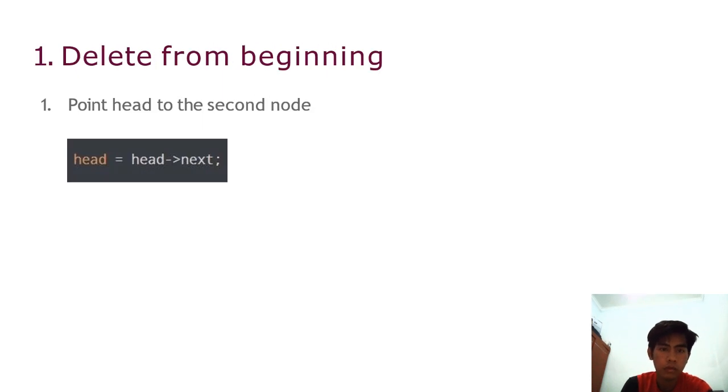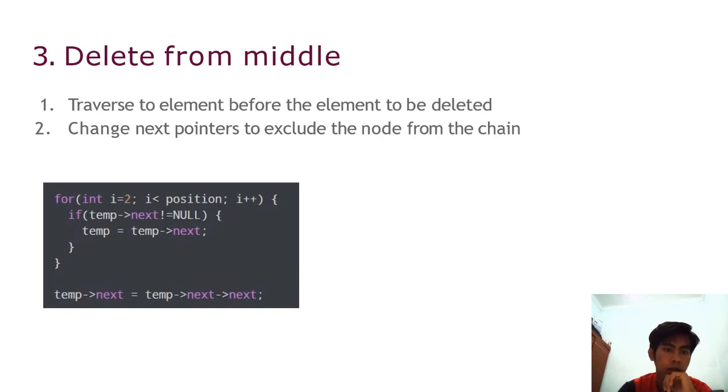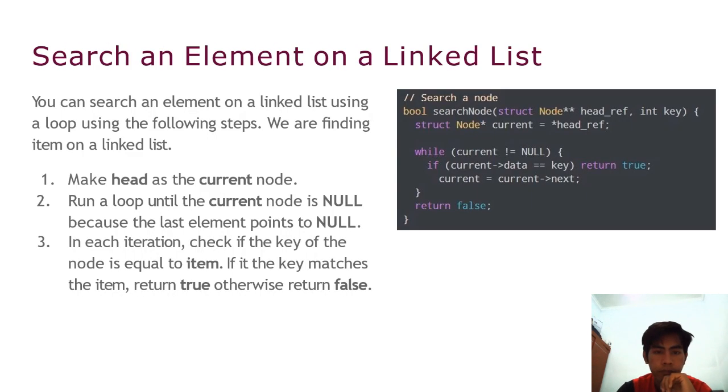Next, delete from the beginning. Point head to the second node. Next, delete from the end. Traverse to the second last element and change its next pointer to null. Delete from the middle: traverse to the element before the element to be deleted. Change next pointers to exclude the node from the chain.